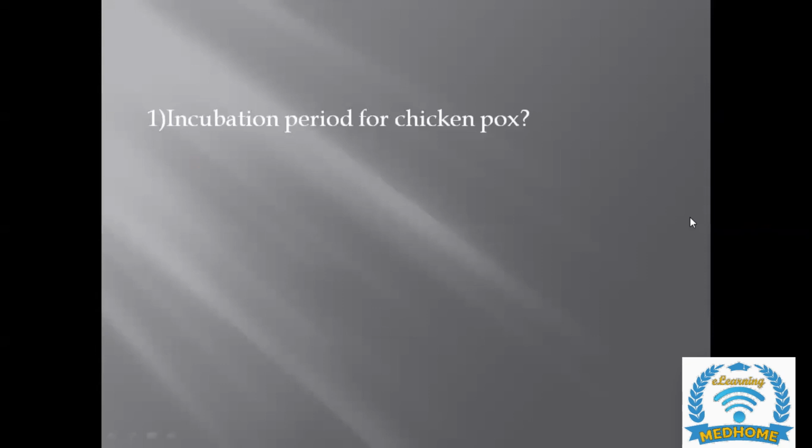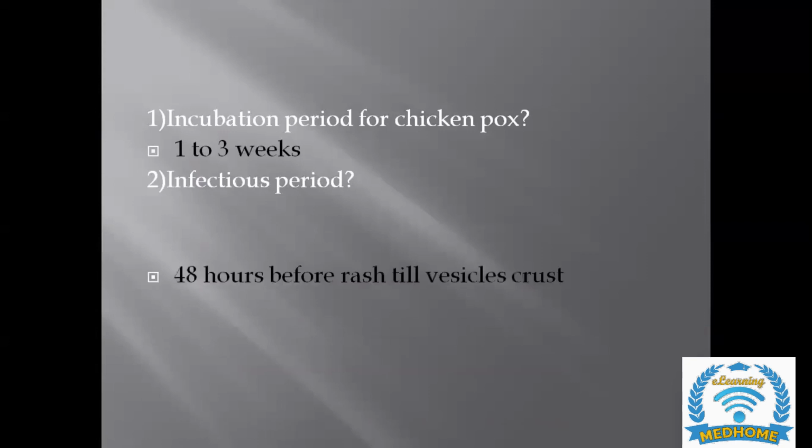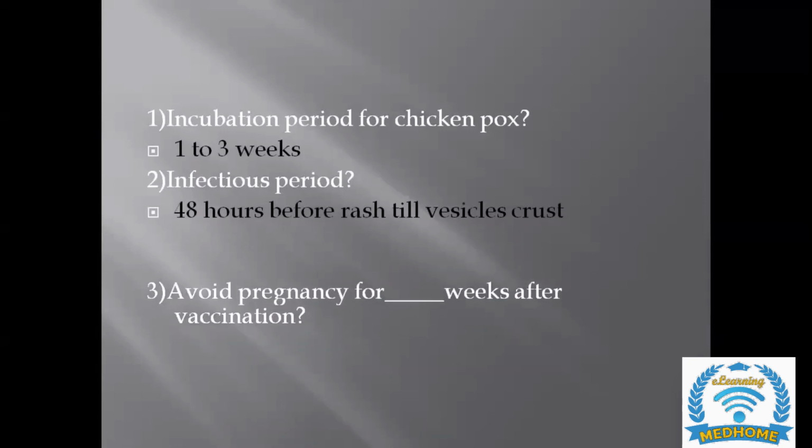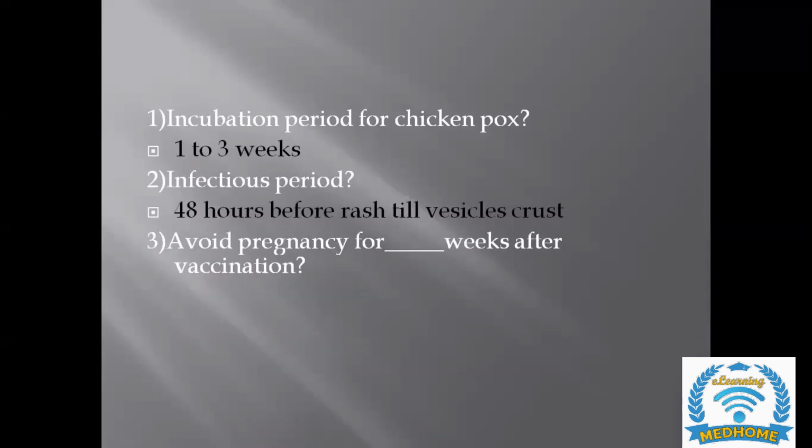Okay, so what is the incubation period of chickenpox? 1 to 3 weeks. Okay. So what is the infectious period of chickenpox? 48 hours before and 5 days after. Yes. Okay. Avoid pregnancy for how many weeks after vaccination? 4 weeks.